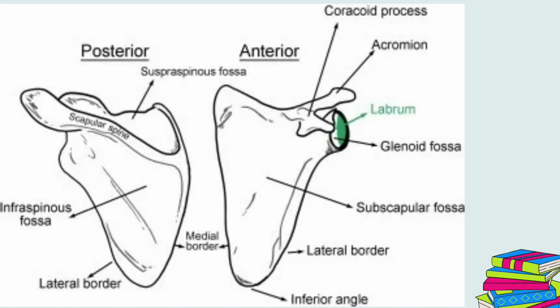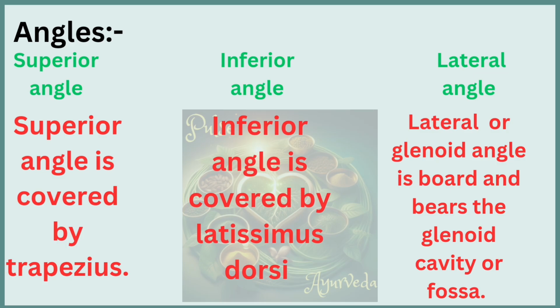Now we can see the angles of the scapula. Three angles: superior angle, inferior angle, and the lateral angle. Superior angle is covered by trapezius. There is an insertion of it. Now inferior angle is covered by latissimus dorsi. There is origin of latissimus dorsi. Lateral angle or the glenoid angle is broad and bears a glenoid cavity.